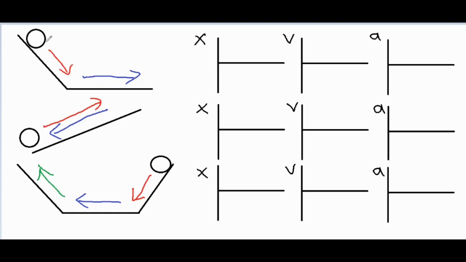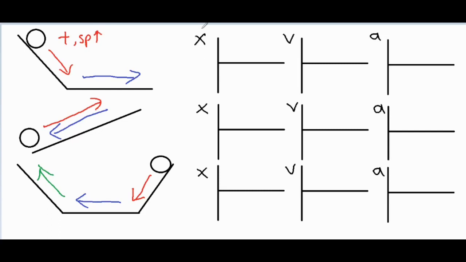So first of all, we have an object moving down a ramp. We want to identify two things: which direction is it going, positive or negative, and is it speeding up, slowing down, or going at constant velocity? We're going to say anything going to the right is positive, so it's going in the positive direction. And because it's going down the ramp, gravity is going to make it speed up. So we're going to say it is speeding up.